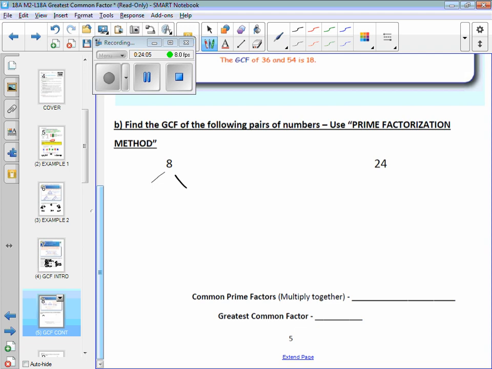Emma, give me 2 for 8. We're going to break it down into trees. Give me 2 for 8. Which one's prime? 2 for 4. Kelly, 2 for 24. Could you say 8 and 3? Could you say 12 and 2?